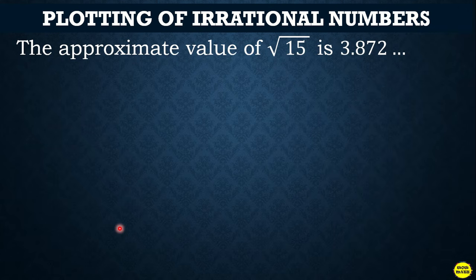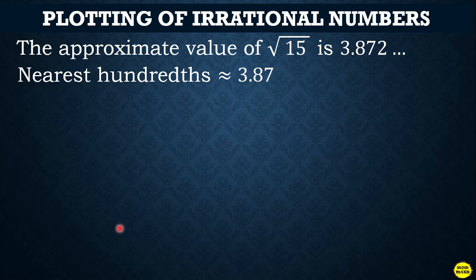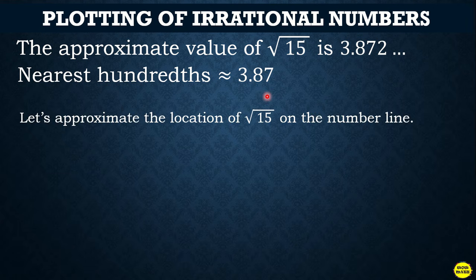Okay? And since we will only be getting the hundreds place, so kunin lang natin yung to the nearest hundreds. So, since 3.87, tingnan natin ito. Since 2 siya and it's not 5 and up, so, hindi na tayo mag-add 1 dito. So, kasi to the nearest hundreds lang. So, ones, tens, hundreds. Hanggang dito lang yung kukunin natin. So, 3.87. Okay, so this is approximately 3.87. Now, so how are we going to approximate the location of square root of 15 on the number line?